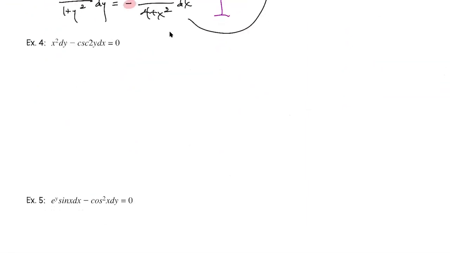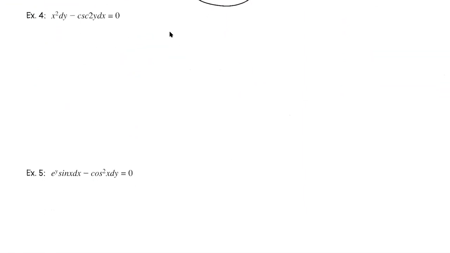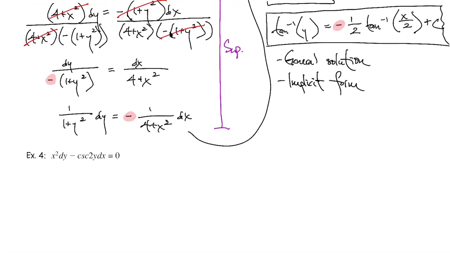All right, let's take a look at example 4 and example 5. So when we take a look at example number 4, I see that there are two terms and that one of them has the dy and the other one has the dx. So by convention, I'm just going to move the term with the dx to the right-hand side, but I'm going to keep the dy on the left-hand side. So we'll get x squared dy equals cosecant 2y dx.